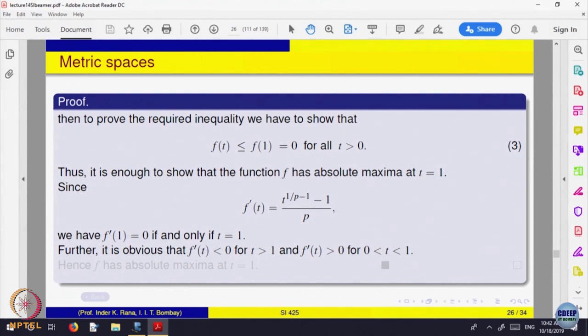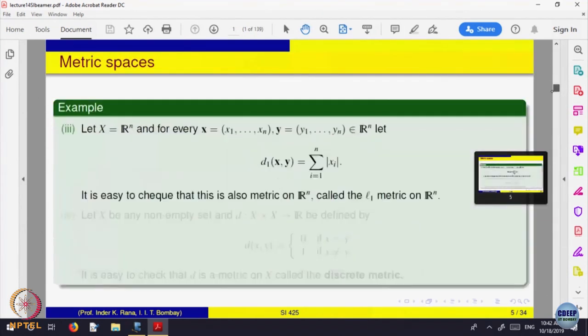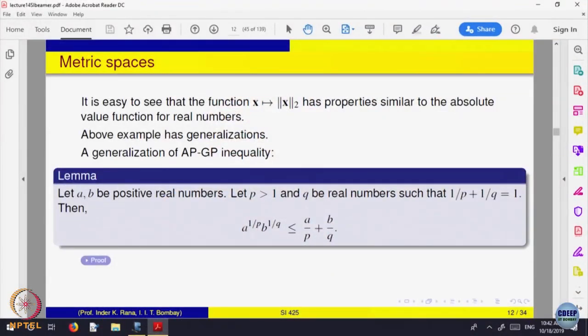So, one variable calculus. So, let us go back. Oh, what happened? So, this is right, one variable, can be proved by calculus only, no problem.